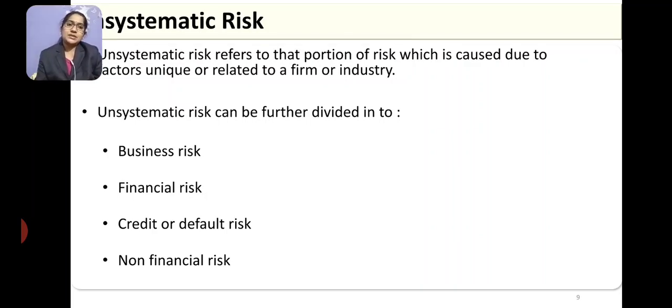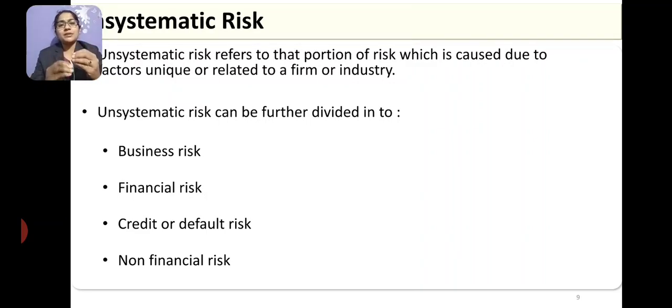So this happens because of business risk, financial risk, credit or default risk, or non-financial risk. What is business risk? Like every business has their own operation and they operate at their own risk return level. That means a company A is operating and they do have their own operating cycle. They have purchases, they have sales, they have expenses, incomes and all that.